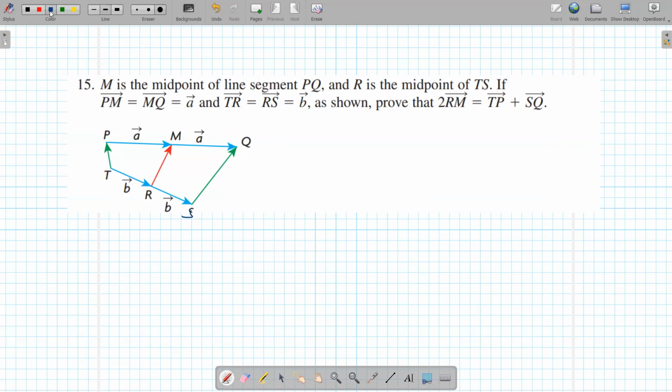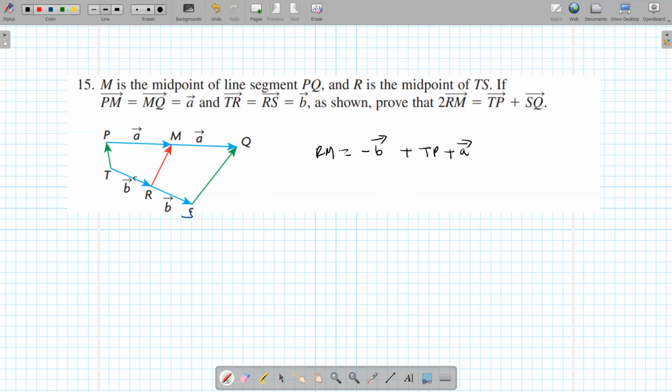Let's go step by step. It looks very difficult, but it's just adding vectors, okay? You see RM here, this guy? We're going to write RM in terms of this path first. That'll be one way to write RM. So what's that? If we go this way, it's negative B, yeah? Plus TP. Yeah, and then what's the last one? Plus A. Yeah, plus TP plus A.